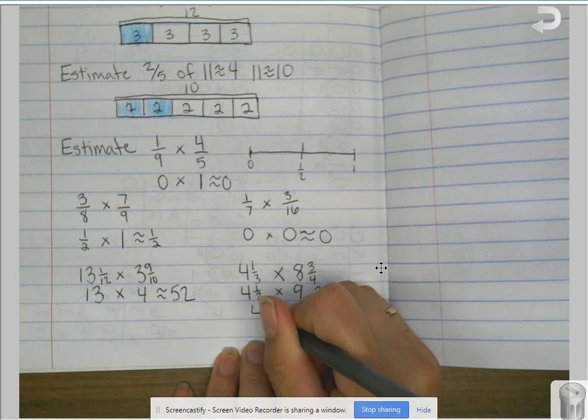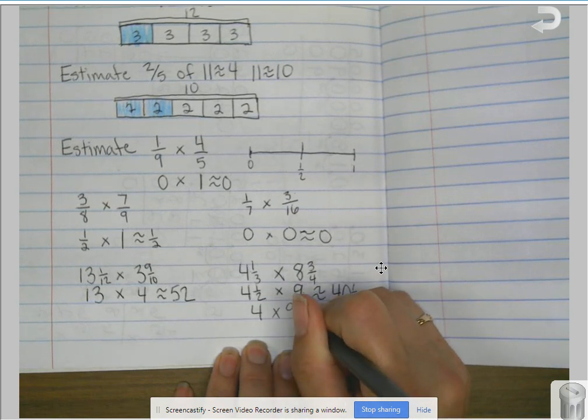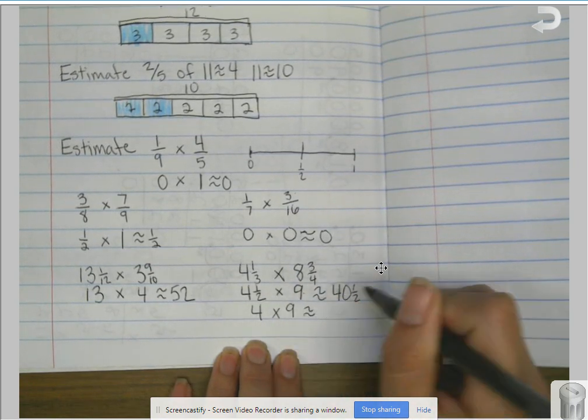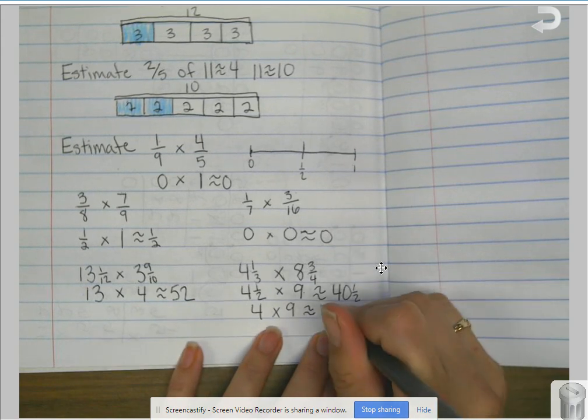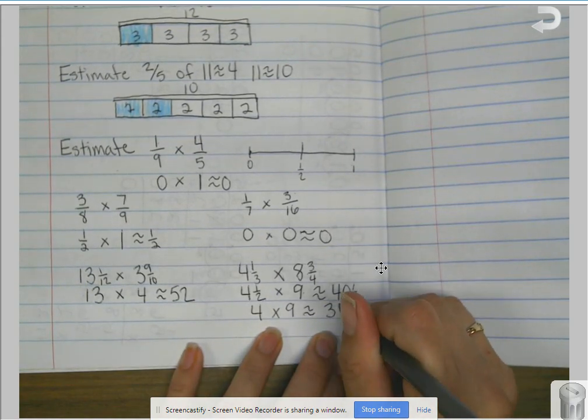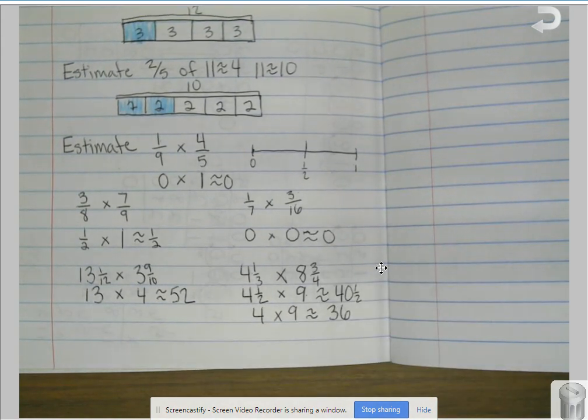So we would have just had 4 times 9. Remember, estimation is just about getting a close answer. This one would be closer, but 36 would be close enough to tell you if you're doing your answer right or not. Okay, just simple thoughts for you to think about when we're estimating. So that way, when we're really multiplying these fractions, you'll know if your answer is close or not.